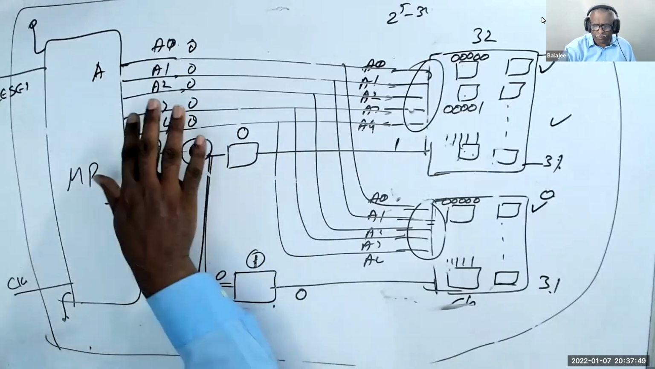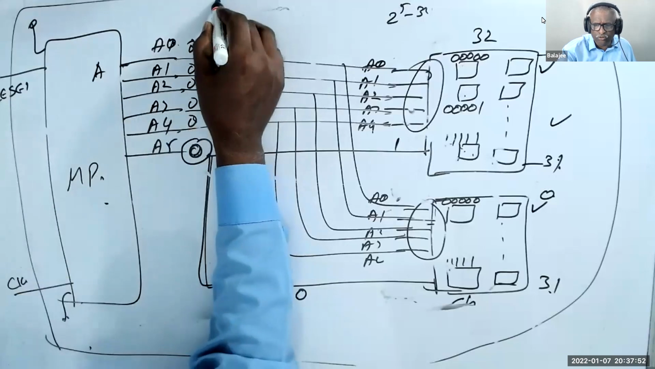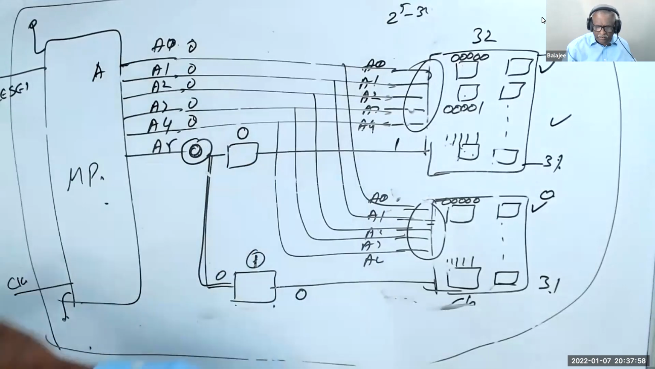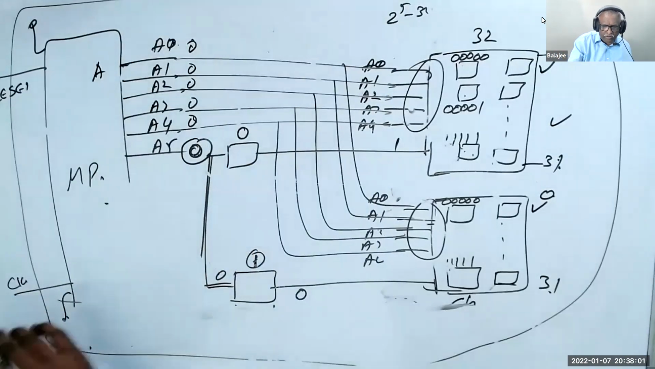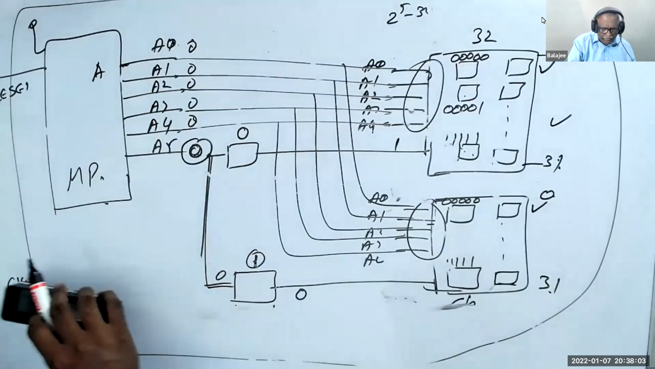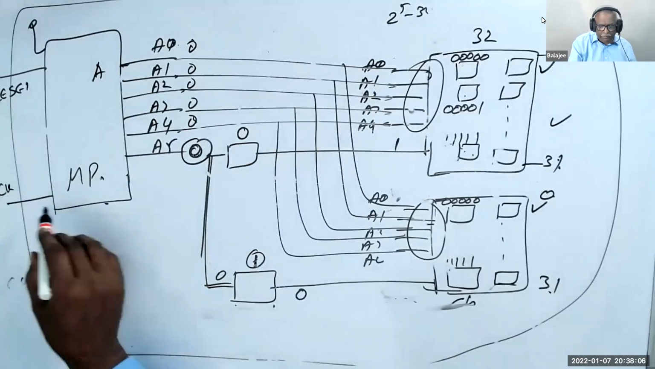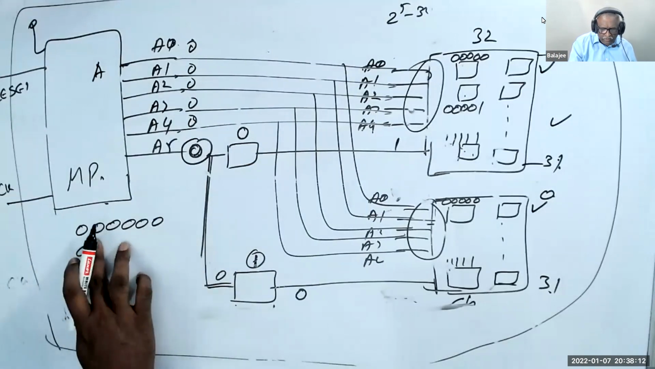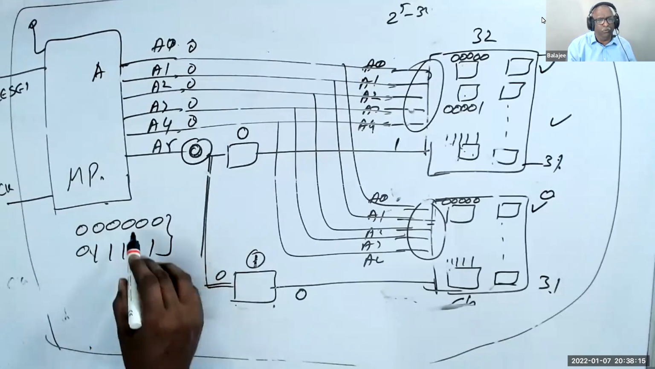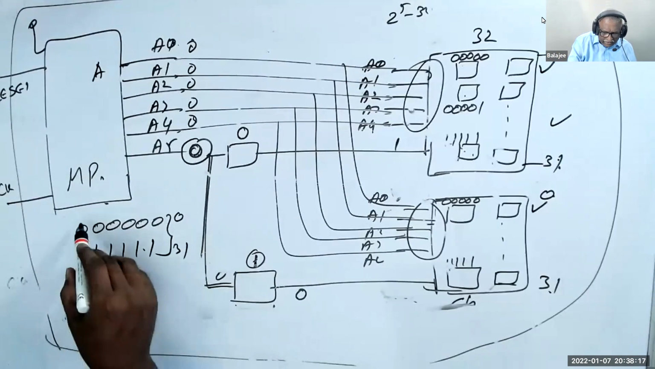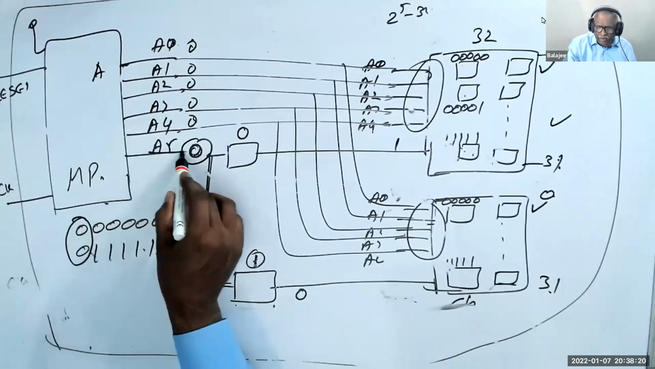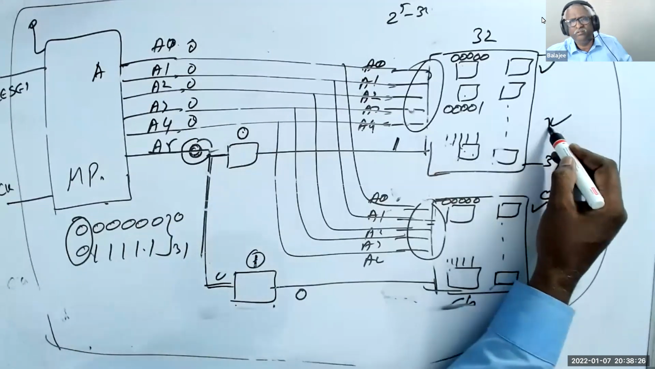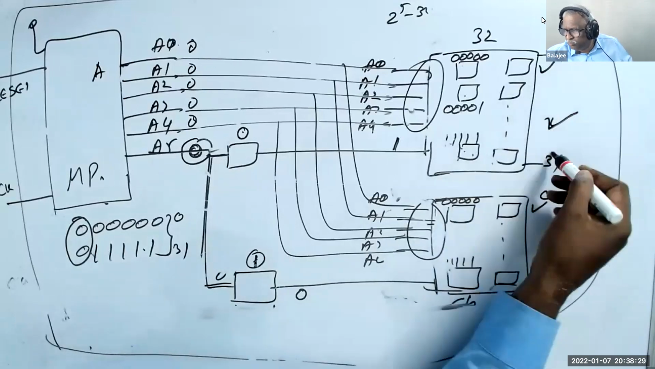Now see here, if the microprocessor gives the address 0000 0111, that is 0 to 31. Let me write it here because I will have space. What happens? This A5 is 0, and this is connected here, so this becomes 1. This is selected. So 0 to 31 means ROM.